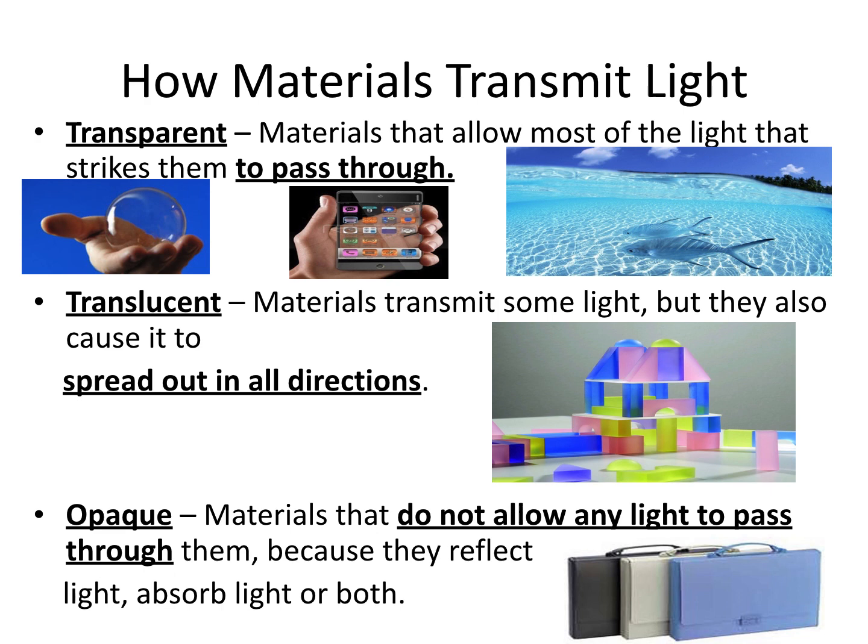And then the last thing is how materials transmit light. There are three different types of materials. There are transparent materials. They allow most of the light to pass through them. Think of a clear screen or a bubble. And then there are translucent things, for example, stained glass, or you can see my blocks there, which transmit some light, but they also cause it to spread out in all directions, making it look cloudy. And the last of which is opaque objects. These do not allow any light to pass through them because they either reflect light, absorb light, or do both.